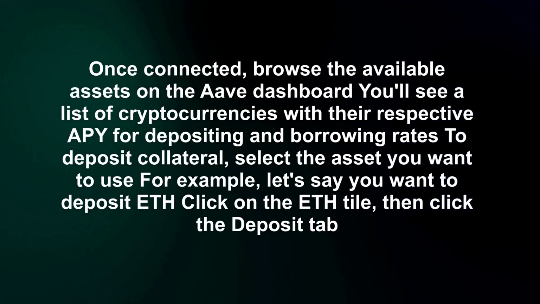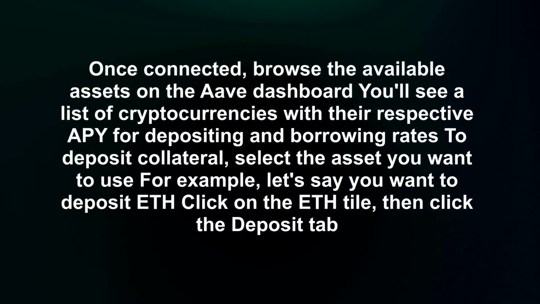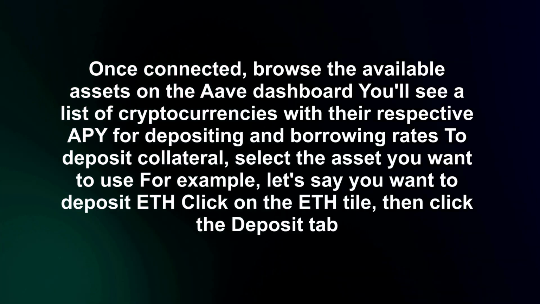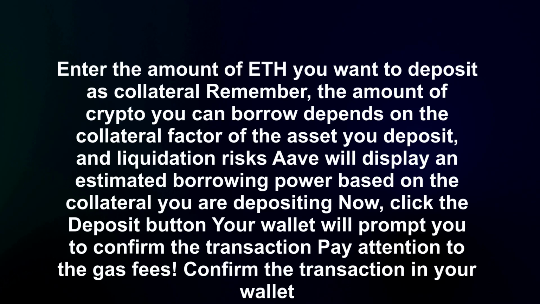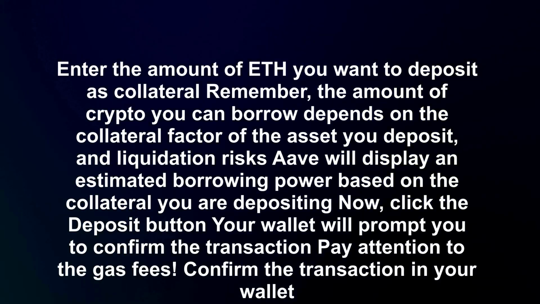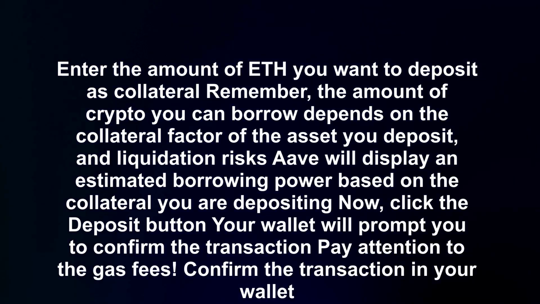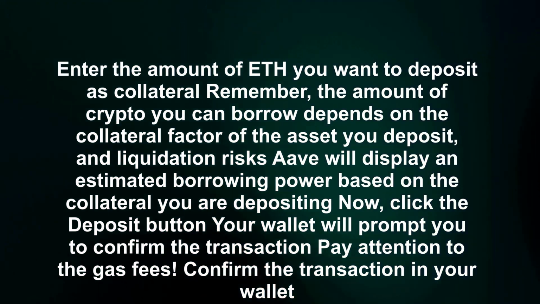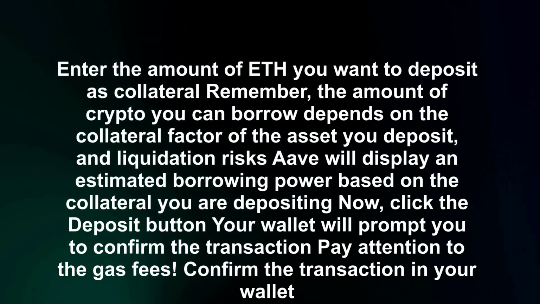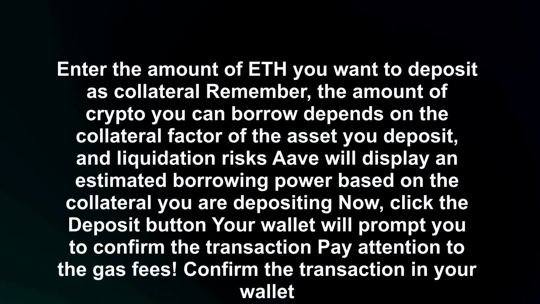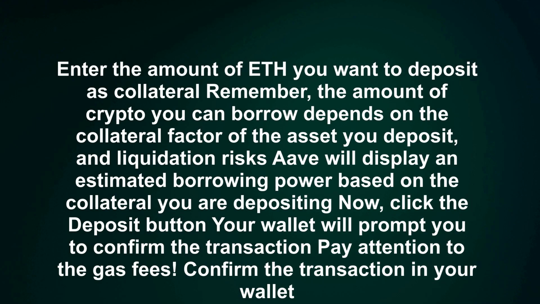To deposit collateral, select the asset you want to use. For example, let's say you want to deposit ETH. Click on the ETH tile. Then click the Deposit tab. Enter the amount of ETH you want to deposit as collateral. Remember, the amount of crypto you can borrow depends on the collateral factor of the asset you deposit, and liquidation risks. Aave will display an estimated borrowing power based on the collateral you are depositing now.